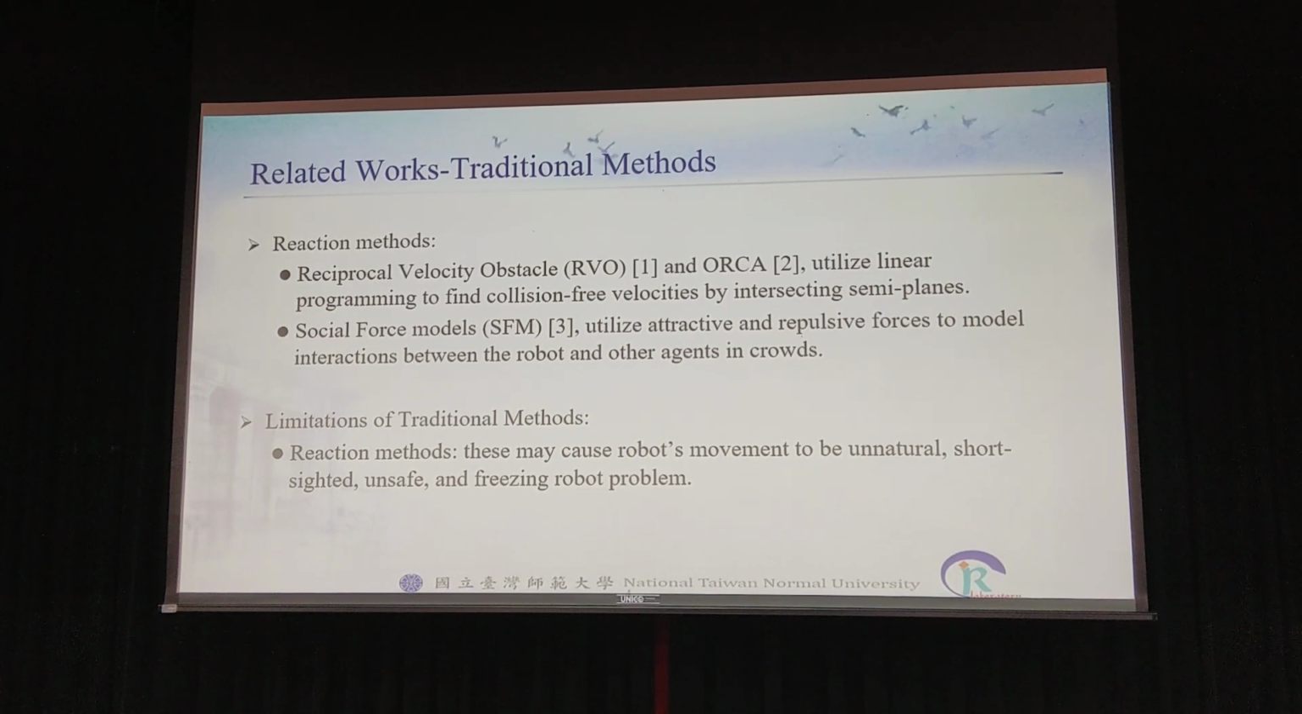But there are some limits with traditional methods. In reaction methods, they may cause robot behavior to be unnatural, short-sighted, unsafe, and cause various robot problems.